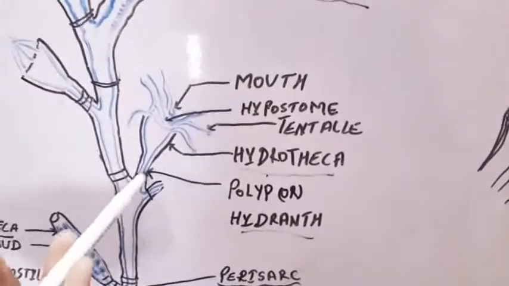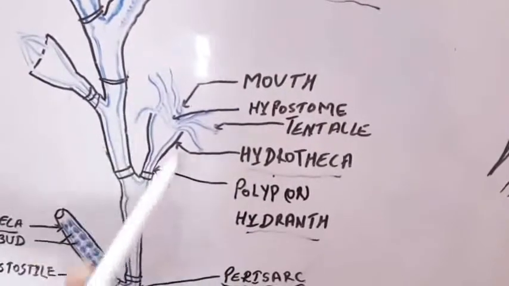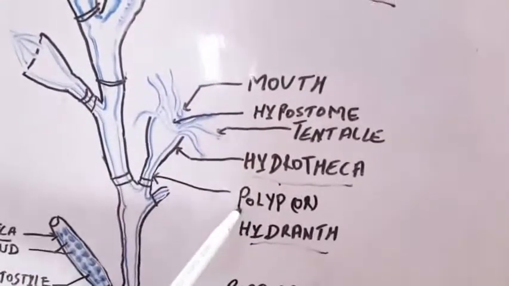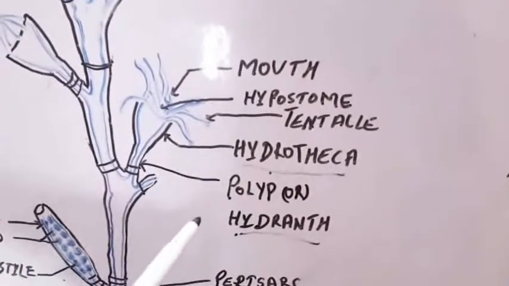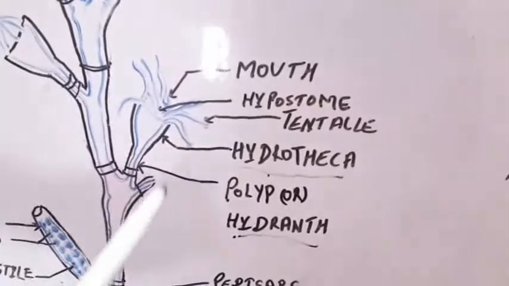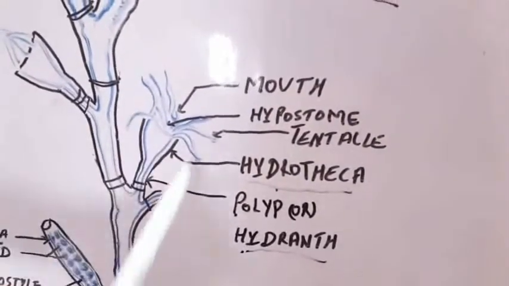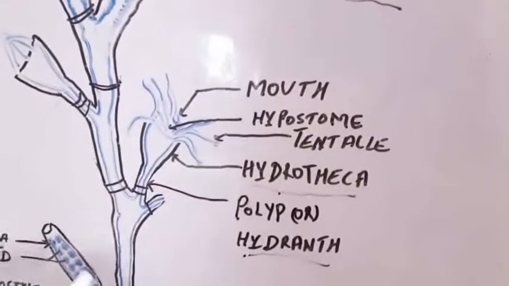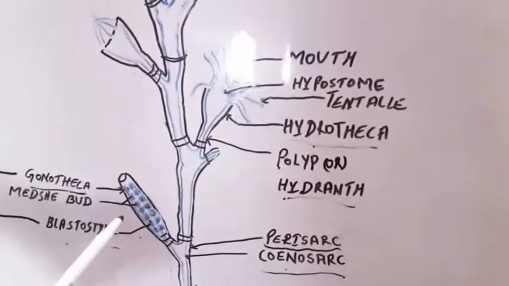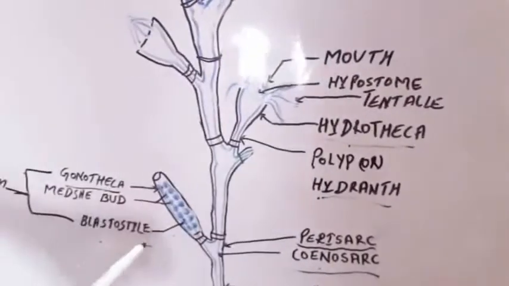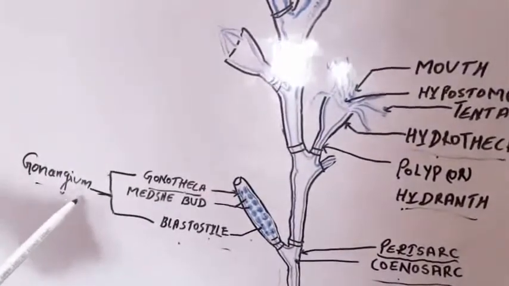So perisarc that covers the polyp is called a hydrotheca. So here this zooid is a polyp, also called hydranth, also called a gastrozooid, or also called a nutritive zooid. Here the perisarc covers the polyp, that is hydrotheca, and it also covers the blastostyle. So here the gonotheca and blastostyle together are called a gonangium.